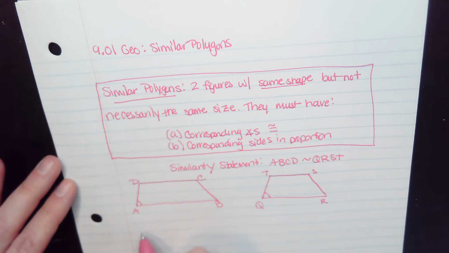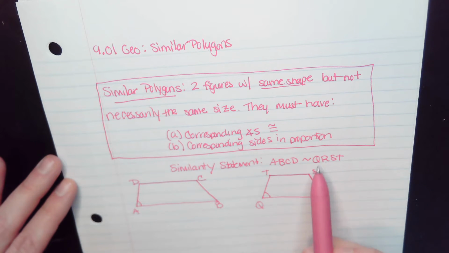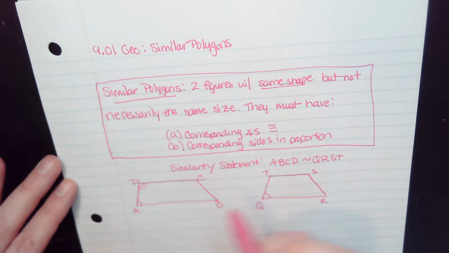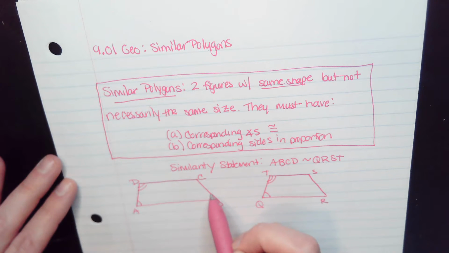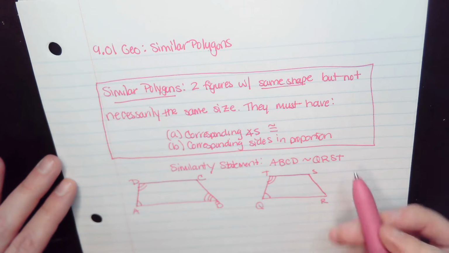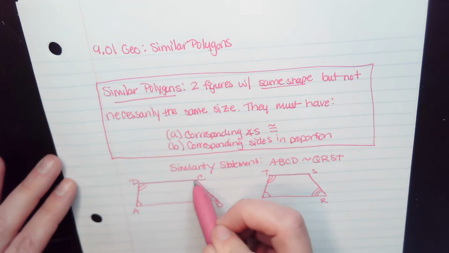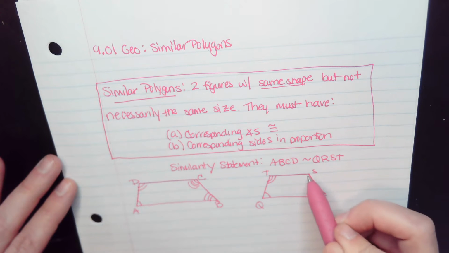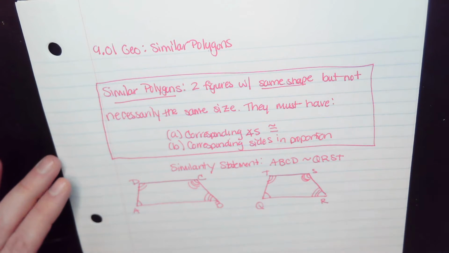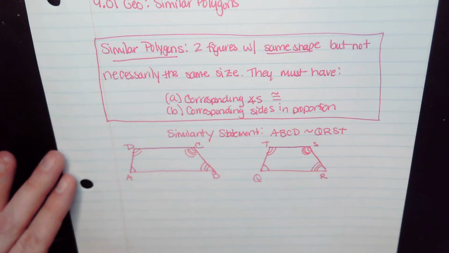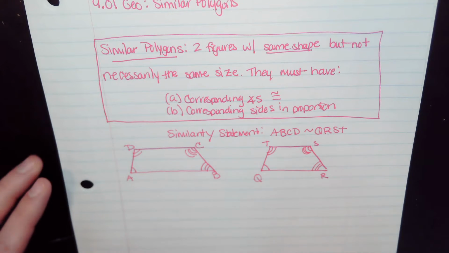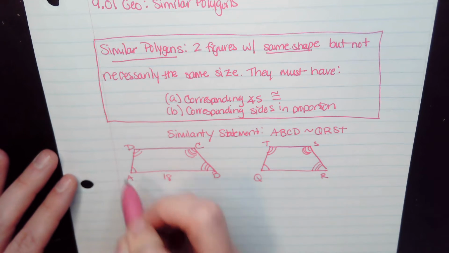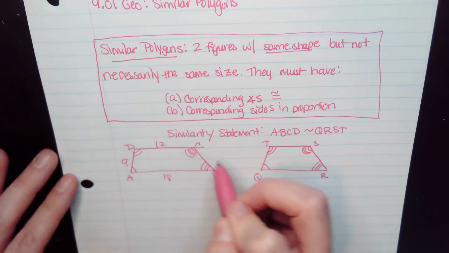So first of all, you should be able to identify all your congruent angles. So knowing angle A is congruent to angle Q, D to T, B to the second letter, which is R, and then C to S. Also be able to set up proportions for your sides to check to make sure they're all in the same proportion. So I'm going to give you some values here for the lengths of each side.